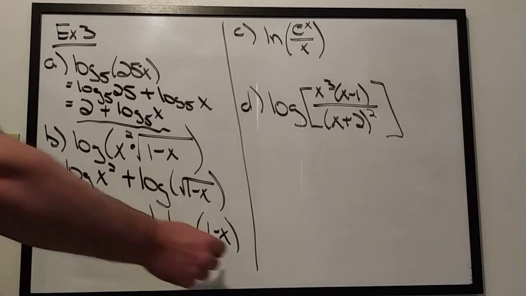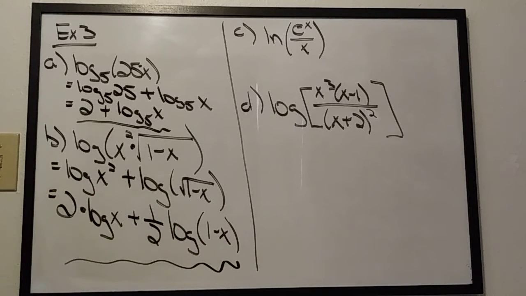So there it is. My final answer on this particular problem then is 2 times log of x plus 1/2 times the log of the quantity 1 minus x. Well, now let's go ahead and check out part C. For part C, I have the natural log of a division problem. Well, this time it is actually going to be property 6.